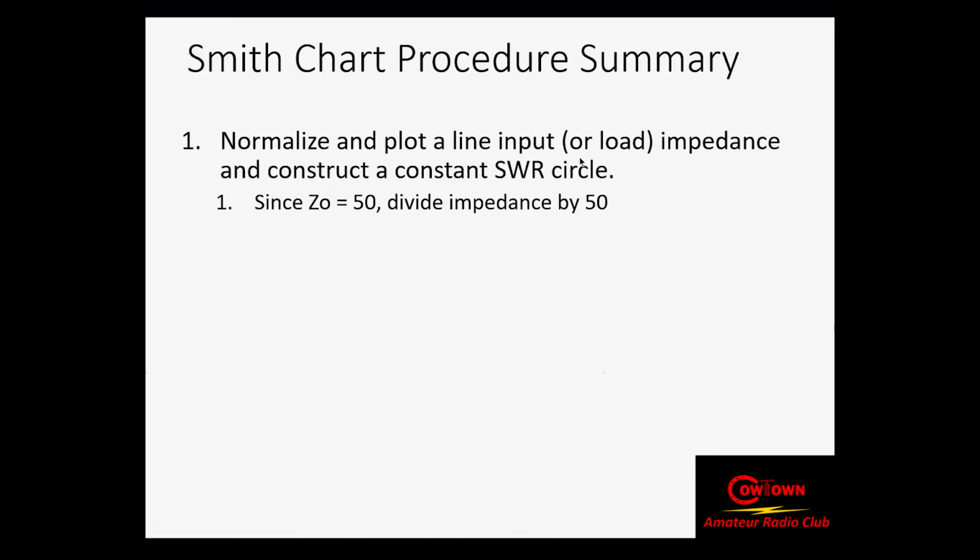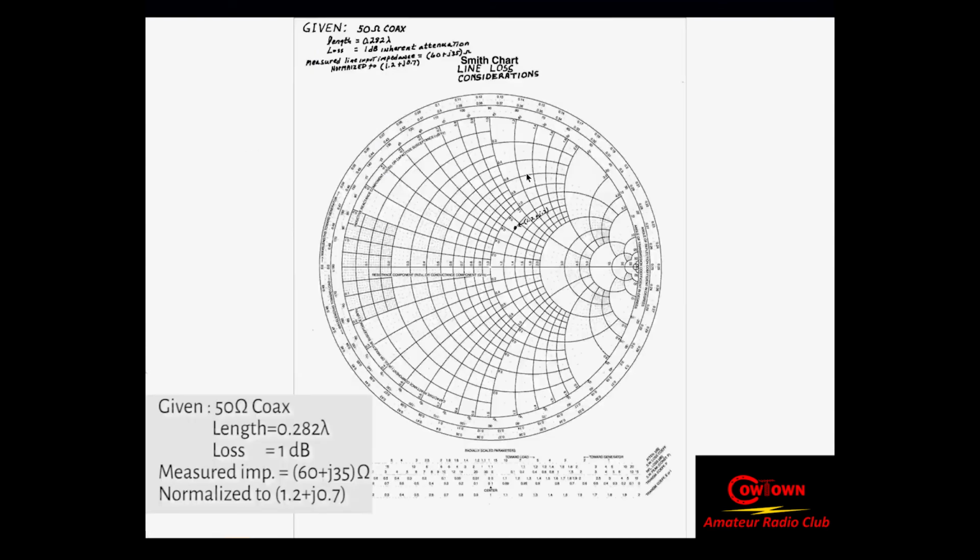All right. So, little summary. We did this last week. You're going to normalize and plot a line input or a load impedance and construct a constant SWR circle. Since the characteristic impedance equals 50, we divide that impedance by 50 to get it to 1.0 and J0.